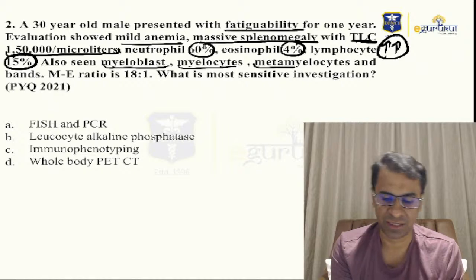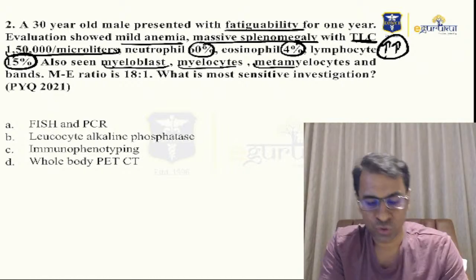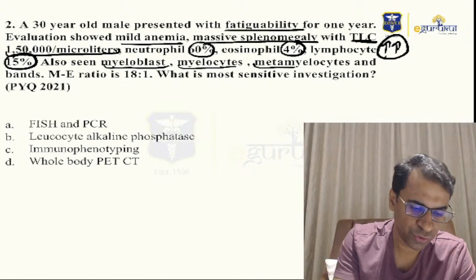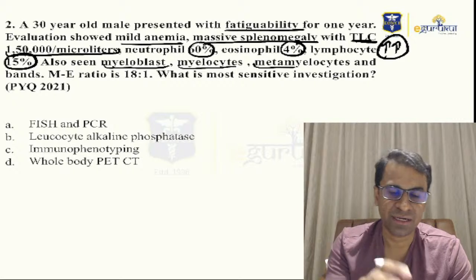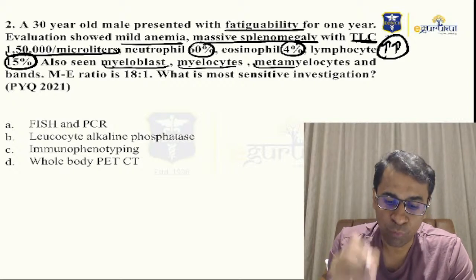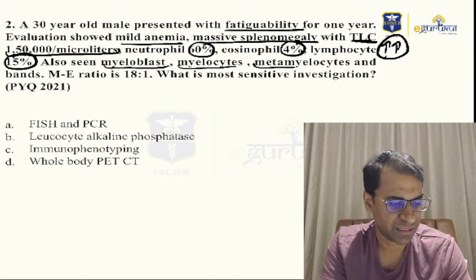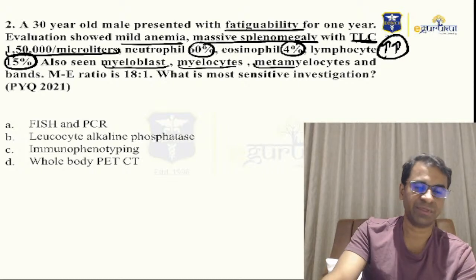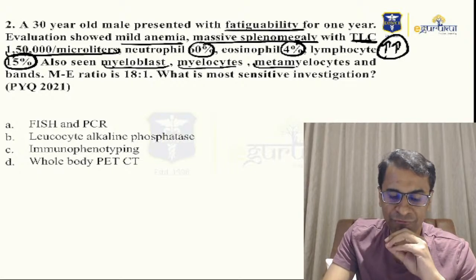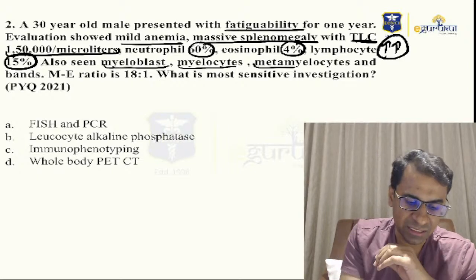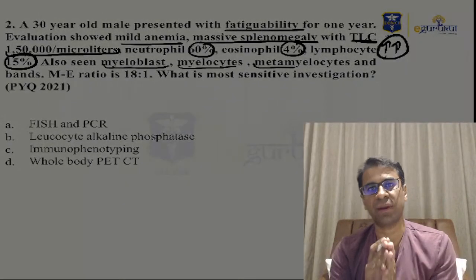It is talking about a condition called chronic myeloid leukemia, CML. So what investigation should you do in CML? This is a very important question. In a case of CML, the most sensitive test you should be doing is FISH and PCR. If you get both options, FISH is the better answer compared to the polymerase chain reaction.